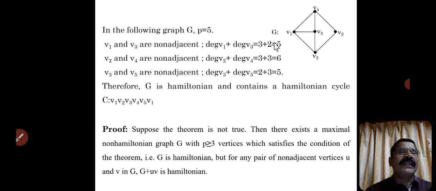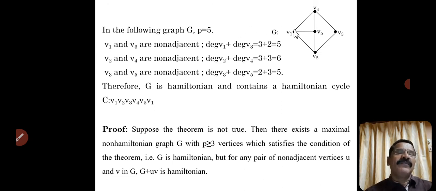So we have got the sum of the degrees of the non-adjacent vertices. These are the possible non-adjacent vertices. In these three cases, the sum of the degrees of the non-adjacent vertices is either 5 or 6. It implies they are all greater than or equal to the number of vertices P equal to 5. It implies G satisfies the condition. When G satisfies this condition, then definitely G is Hamiltonian.